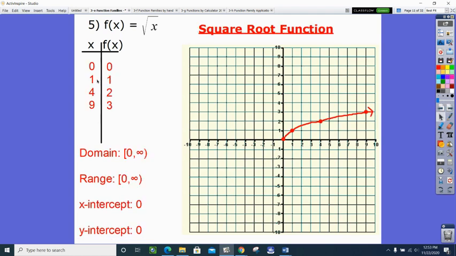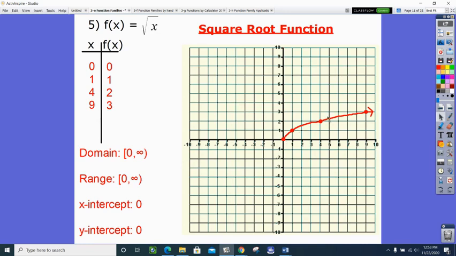So the square root of 0 is 0, the square root of 1 is 1, the square root of 4 is 2, and the square root of 9 is 3. And remember that a square root is asking you what number times itself. It's not a division. So 3 squared is 9, 2 squared is 4. A square root is the opposite of squaring. This is the square root function. This is the most basic of the square root function.